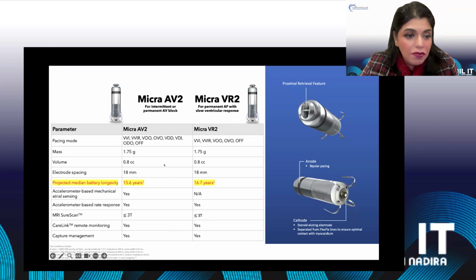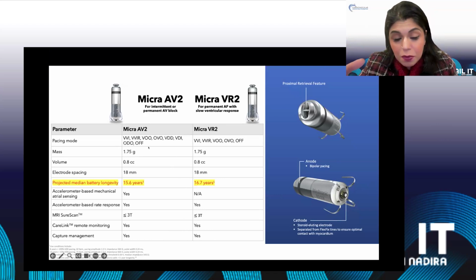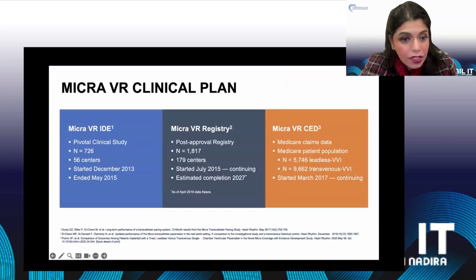Very small device from a volume standpoint, and because it's not as long of a device, we can put it in the basal area of the septum if we need to. But again, remember, it's a single chamber device. The VR system is VVI, so usually for patients who just need RV pacing, and the AV system for patients who need VDD pacing where they need AV synchrony.